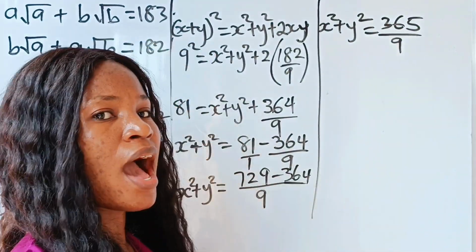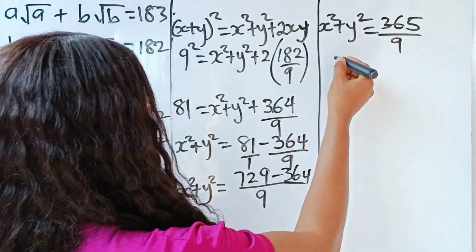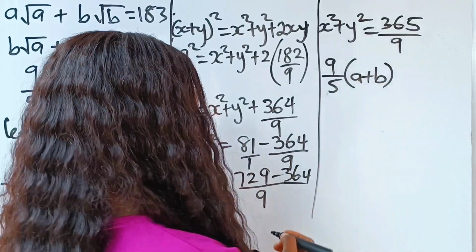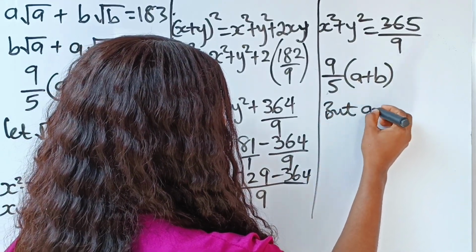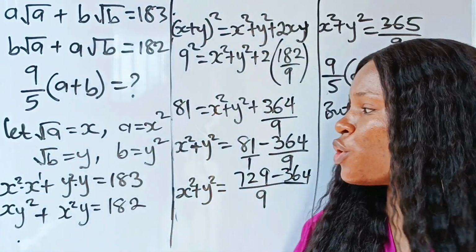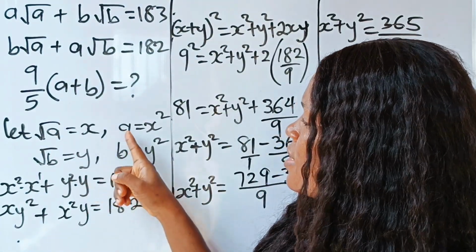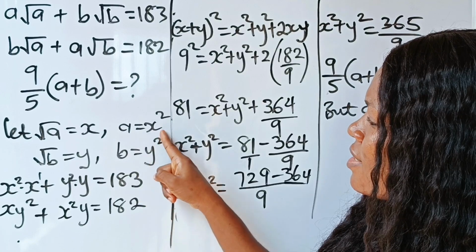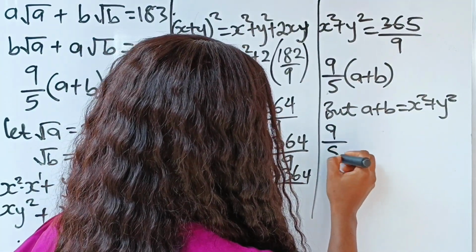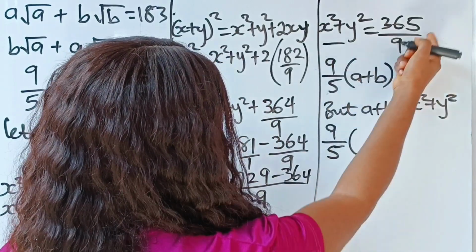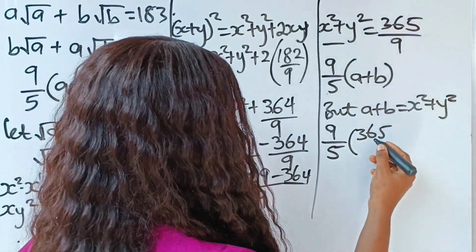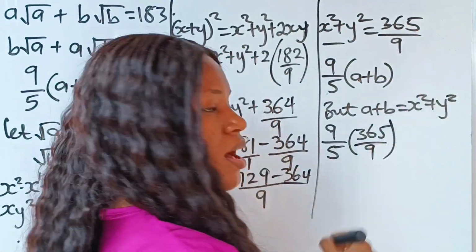Are you happy? Because I am. Recall that the equation says we should solve 9 over 5 multiplied by a + b. But a + b is equal to x^2 + y^2. Let me show you so that you don't get confused. Yes, this is our a and this is our b. So this is x^2 + y^2. So all we need to do now is 9 divided by 5 multiplied by x^2 + y^2, and this is 365 over 9.